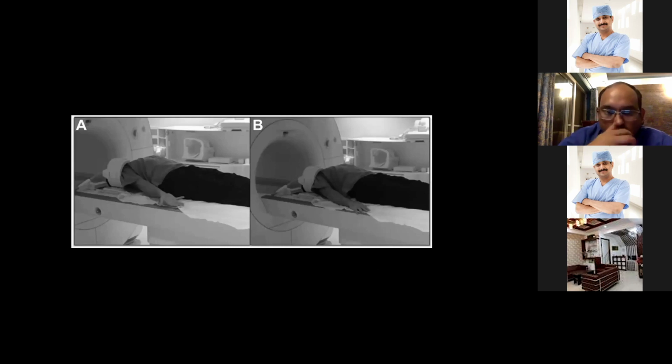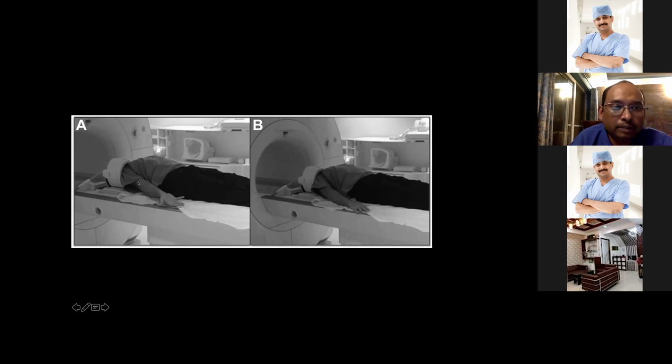So before I move on to the normal anatomy of the MRI, I would like to talk of the positioning, what should be done when an MRI scan of a shoulder is performed. Because based on this positioning, many times what happens, we even overcall some pathologies, even if it is not there.